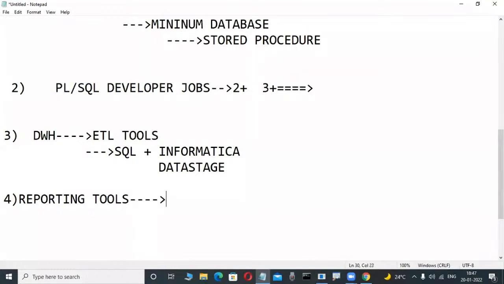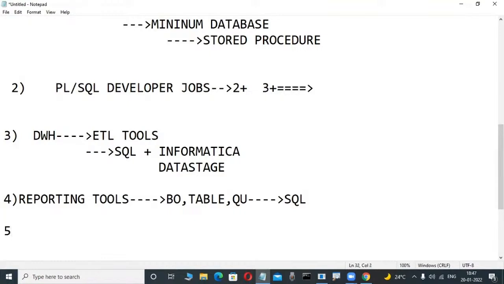In Oracle, there are BOS and OBI. Nowadays there are tools like Tableau and QlikView, so it's an easy way. To get a job there, minimum basic SQL knowledge is required. Those persons are also learning these courses.